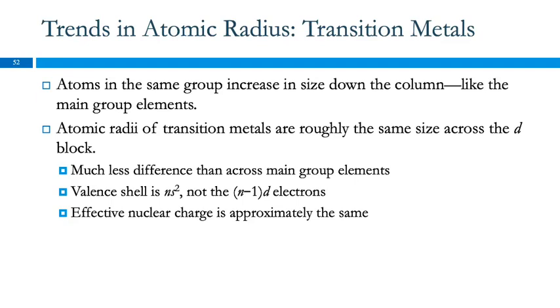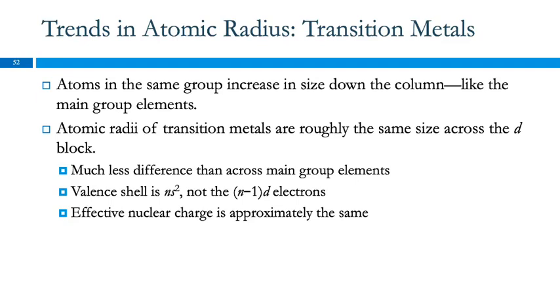What about those transition metals? Well, we still see a trend going down the column because we're adding electrons into larger and larger levels. But when we go across a period, the atomic radii of the transition metals are roughly the same. There's not a strong trend like there is with the main group elements. The reason for this is, what's the valence shell for the transition elements?